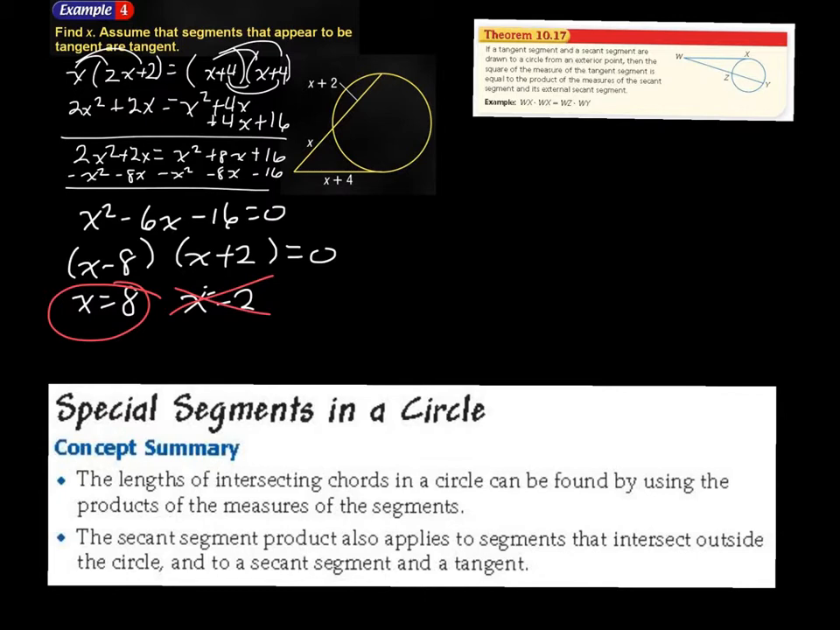In summary, the lengths of intersecting chords in a circle can be found by using the products of the measures of the segments. The secant segment product also applies to the segments that intersect outside the circle and to the secant segment and a tangent.